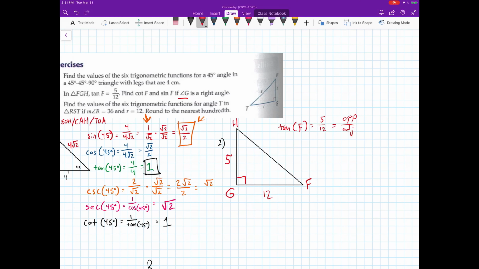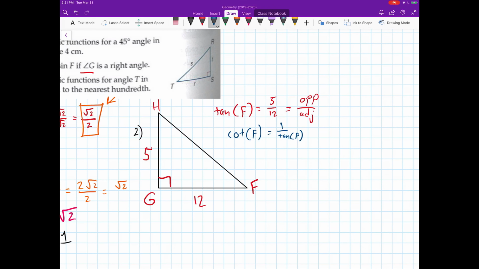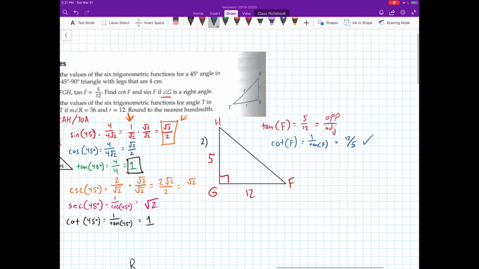Now let's go ahead and solve the problem. So we have cotangent of F, right? So cotangent of F, well, we didn't really need to do anything to get that. That's just 1 over tangent of F, which is just going to be 12 over 5. Done, right? But if we want sine of F, we do need to go ahead and get that last side.